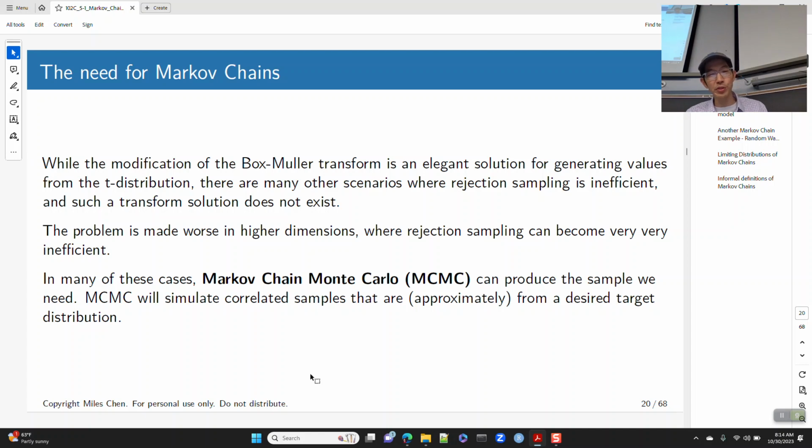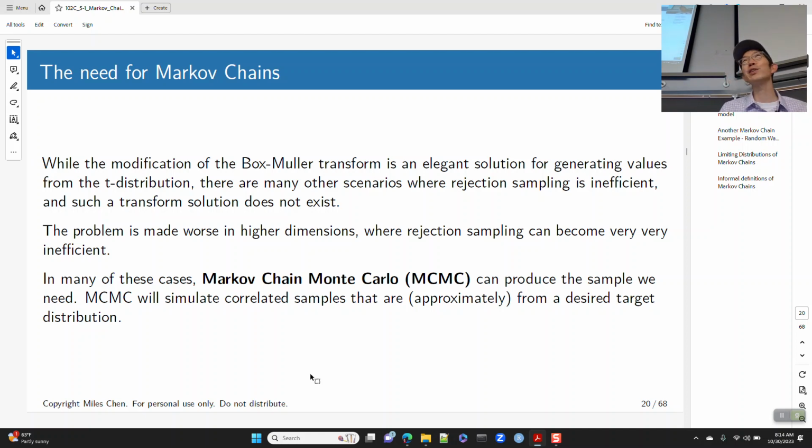One of the things we can do to solve this problem is Markov chain Monte Carlo, right? So I wrote, the modification of the Box-Muller transform is an elegant solution for generating values from the t-distribution. There are many other scenarios where rejection sampling is inefficient and such a transform solution doesn't exist. And when you go to higher dimensions, rejection sampling can become very, very inefficient.